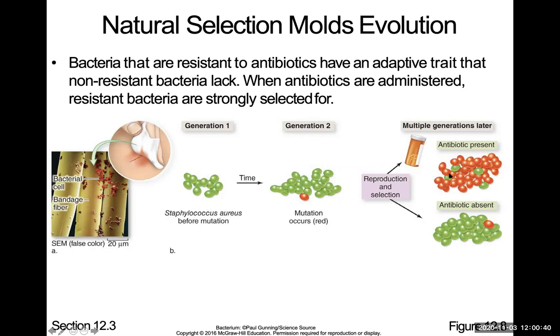So some of the STDs like gonorrhea, chlamydia, they can be taken care of using antibiotics, but if they become resistant, then pharmaceutical companies have to come up with new antibiotics. So it's not very cost effective for them. It takes a lot of time to come up with the antibiotics.